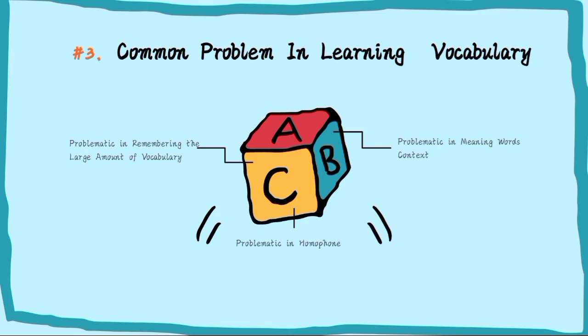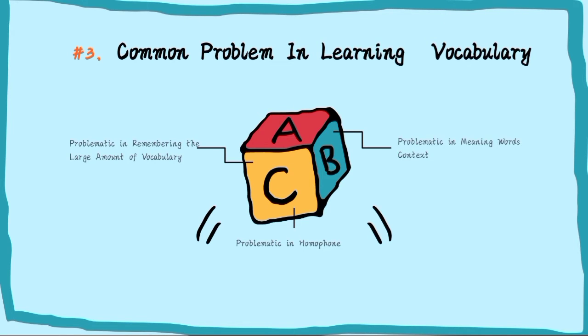And the second is problems in the meaning of words in context. For instance, in differentiating two words overlapping in meaning, make and do are a case in point. You make a cup of coffee and you do your homework. Both sentences have different meanings. Make is used for creating or producing something, whereas do is used for action.